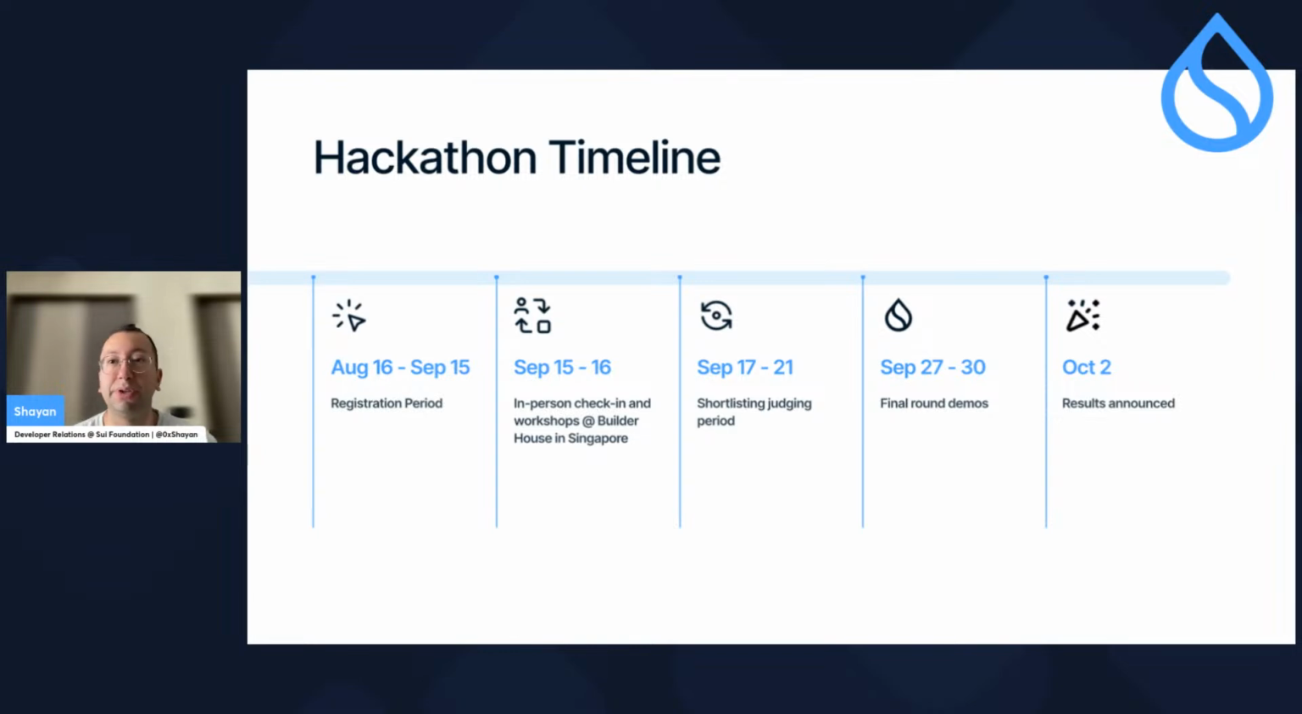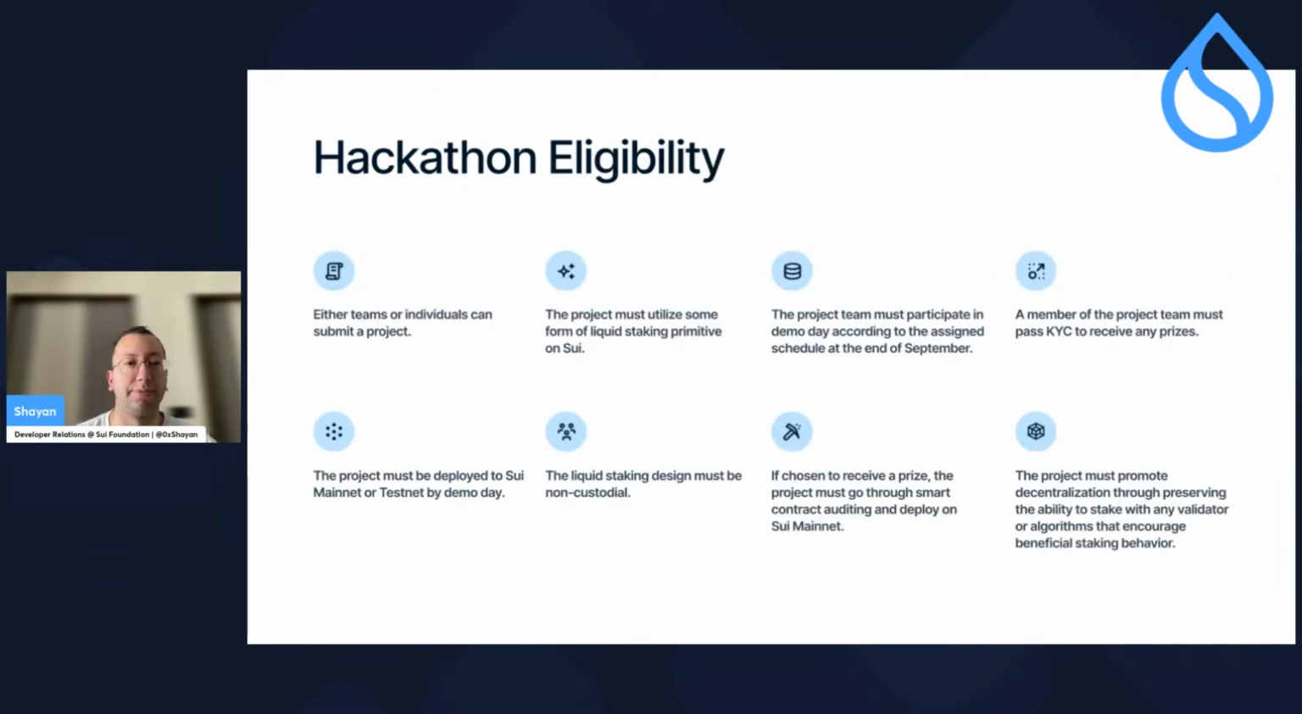And then here's the timeline. The registration period went on from August 16th to September 15th. This is the time where you can actually build your product. From September 15th through 16th is the in-person check-in and additional workshops, presentations, etc. at the Sui Builder House in Singapore. From September 17th through 21st is the shortlisting period, which essentially identifies all the eligible projects. The 27th through 30th are the final round demos, and the results are going to be announced on October 2nd.